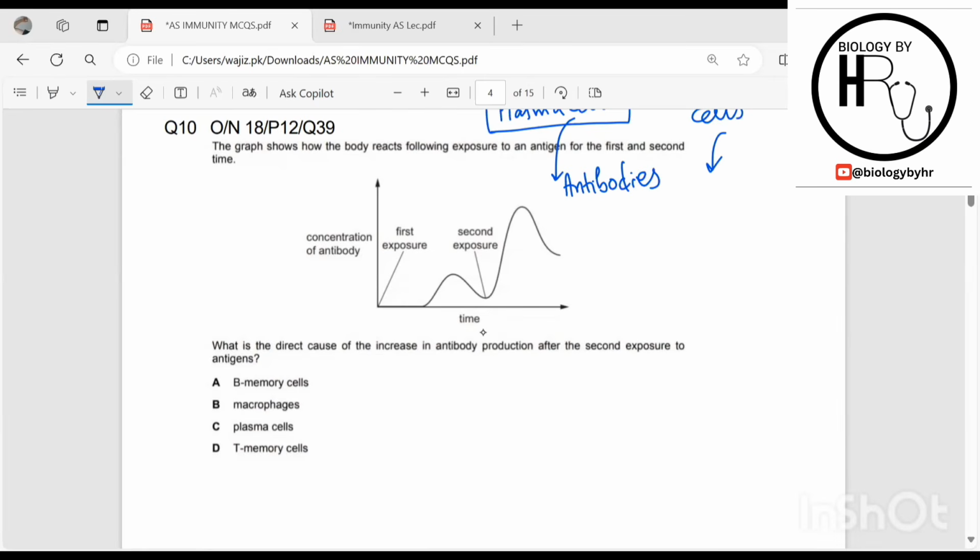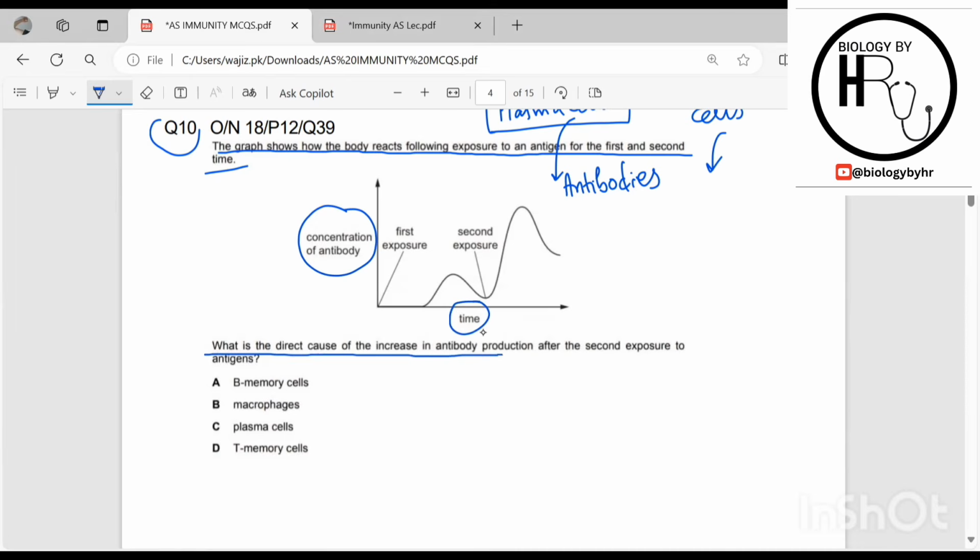Let's move on to question number 10 over here. Let's see what they are asking us to do in question number 10. They are saying that the graph shows how the body reacts following the exposure of the antigen for the first and the second time, right? This is the graph showing the concentration of the antibody against the time. What is the direct cause of the increase in the antibody production after the second exposure to the antigen?